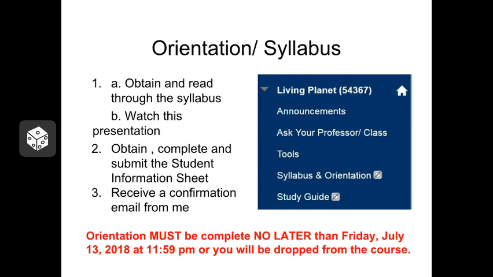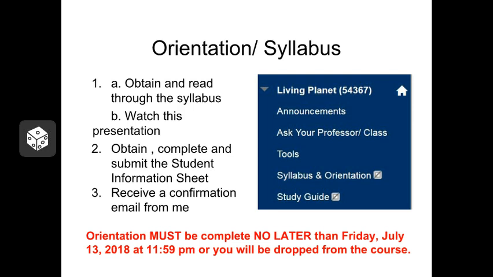Once you've done that, you're going to need to go into that syllabus and orientation folder and obtain the student information sheet. You'll want to read through this carefully, follow the instructions, and fill it out, and then you need to get a copy of this back to me no later than the deadline. That means you can scan it or take a picture of it and send it to me by email, or you can even mail it to me, and the address is provided on those instructions. Once I receive your student orientation materials, I will respond with a confirmation email, and at that point, we're all finished with orientation.